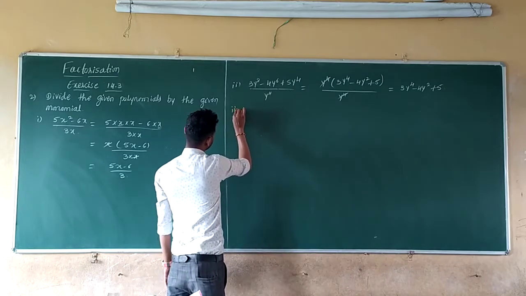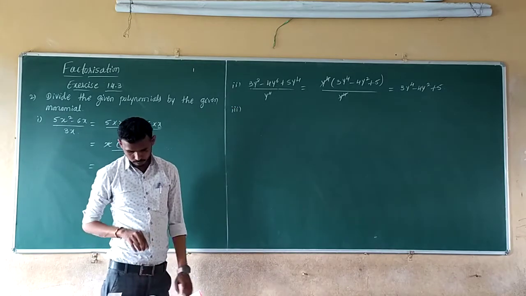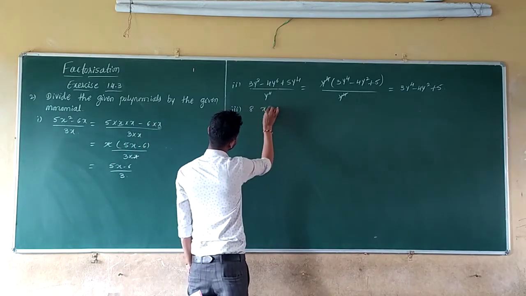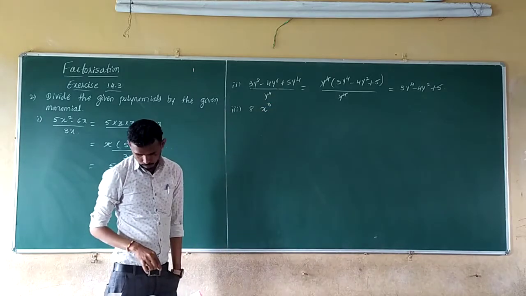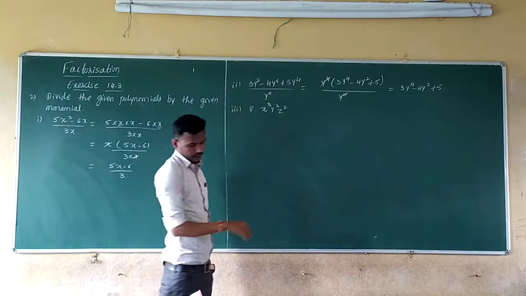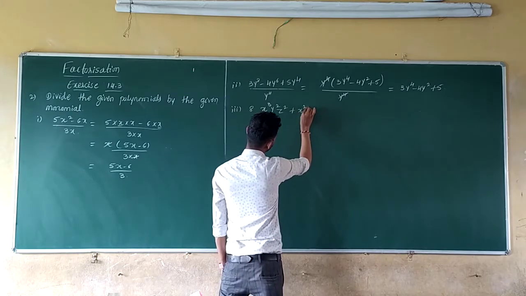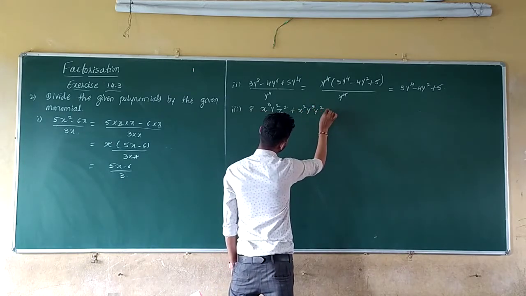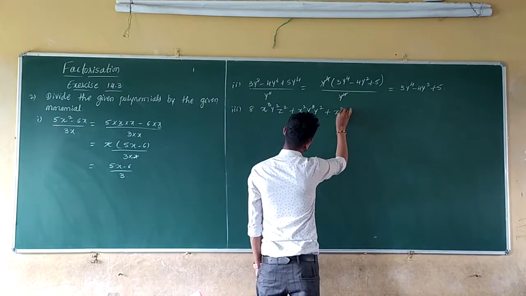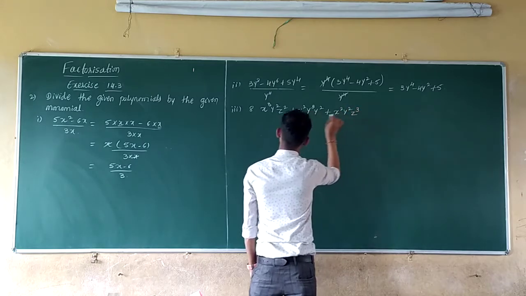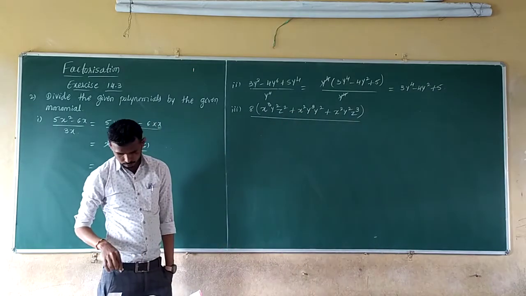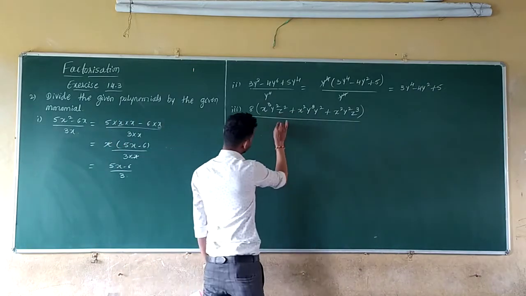Next, third one, 8x cube y square z square plus x square y cube z square plus x square y square z cube, divided by 4x square y square z square.